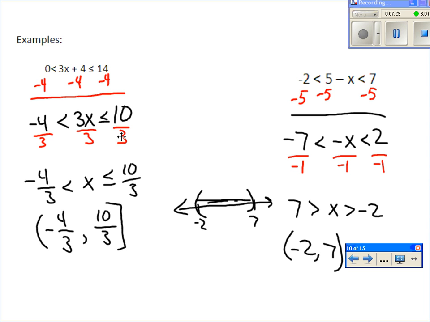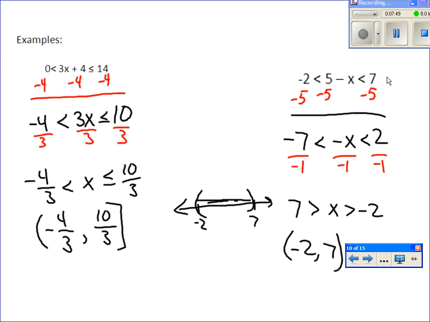Divide everything by positive 3. We don't have to mess with the arrows. And we're left with negative 4/3 is less than x is less than or equal to 10/3. Writing that in interval notation, we use the curved parenthesis for the negative 4/3, a square bracket for the 10/3, and we're going smallest to largest here in the order.